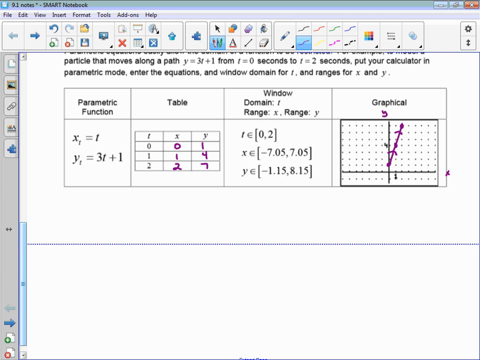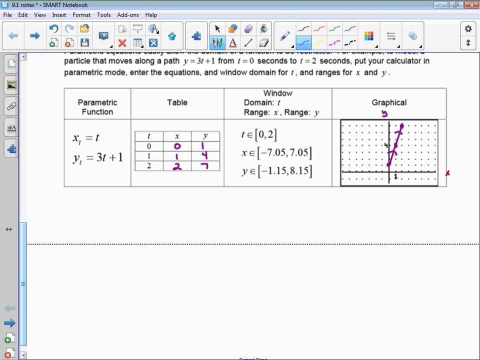Okay. And again, this was a basic one. x is not always going to equal t. That's very simple when x does equal t, but it won't always equal that. And that's your graph of a parametric equation. Pretty simple. Okay.